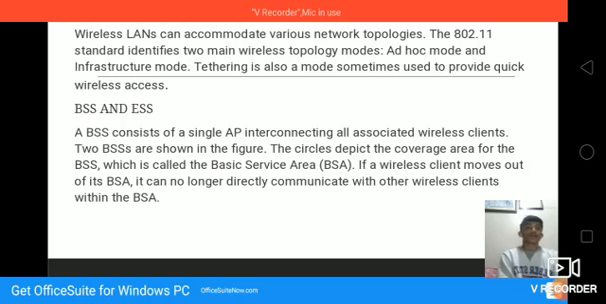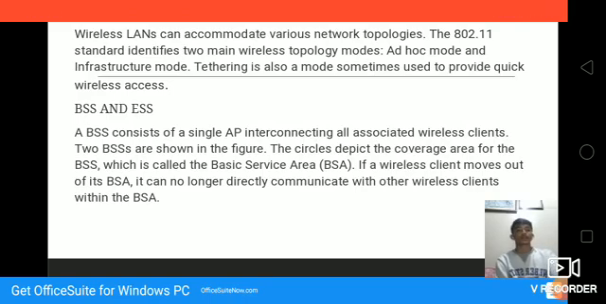802.11 wireless topology modes. Wireless LANs can accommodate various network topologies. The 802.11 standard identifies two main wireless topology modes: ad hoc mode and infrastructure mode. Tethering is also a mode sometimes used to provide quick wireless access.